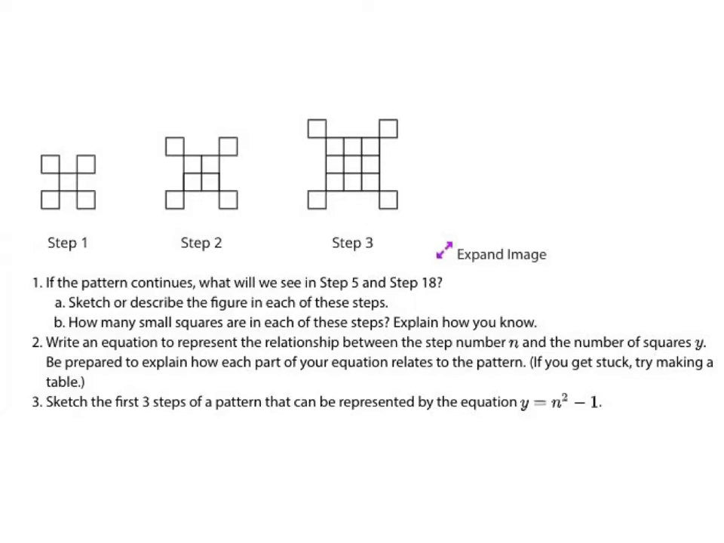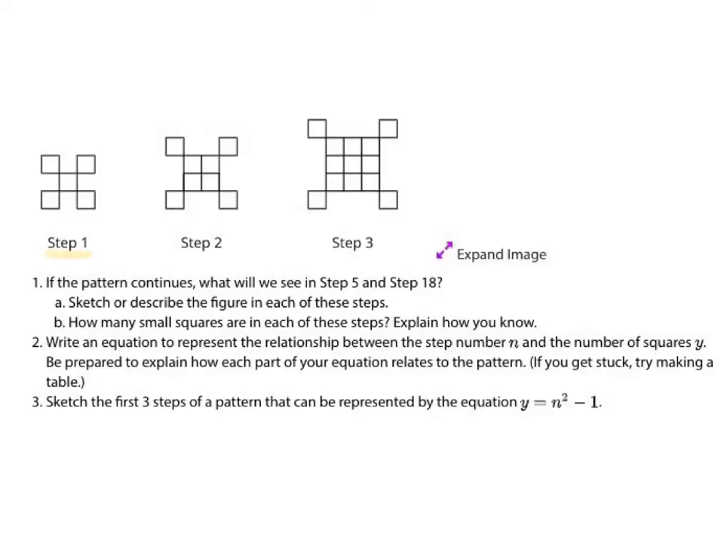All right, we have another pattern. So let's see if we can figure out what's going on with this pattern. It does say, I have step 1, 2, and 3. If the pattern continues, what will we see in step 5 and step 18? Let's see if we can see what we're seeing here.